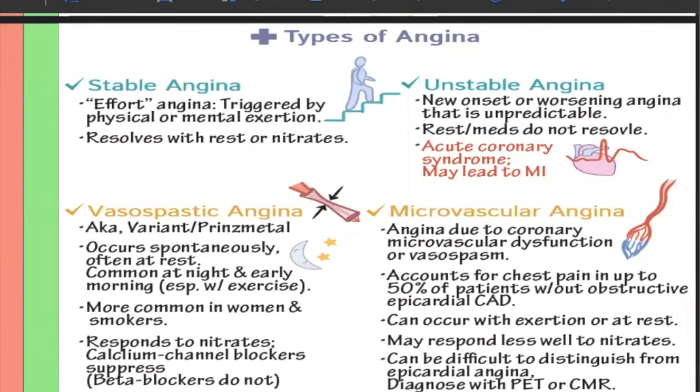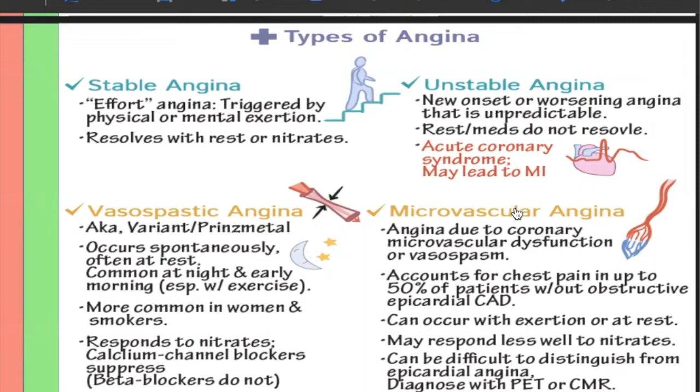And if we are exerting a lot of physical strength or doing some activities, as well as if we are in emotional stress, we will be experiencing stable angina. It says here it resolves with rest, nitrates, as well as nitroglycerin. Okay, we also have unstable angina, which is the second one. This is the new onset or worsening angina that is unpredictable. It should be resolved by rest as well as medicine.